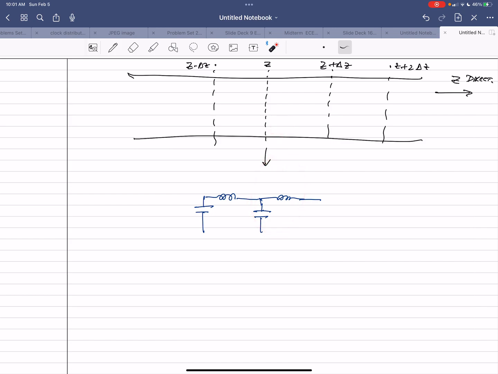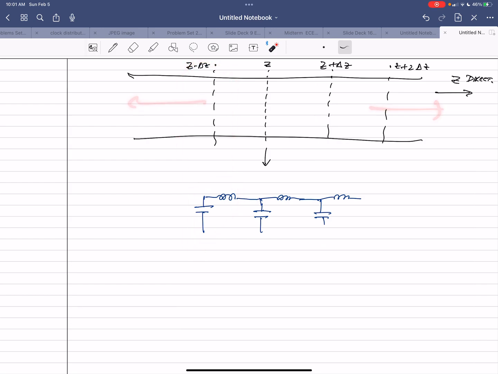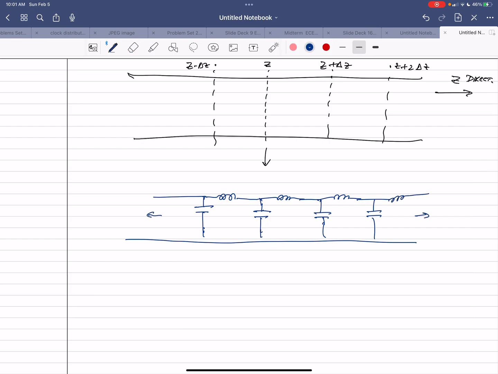And then I'm going to have another capacitor and inductor associated with Z plus delta Z, and another capacitor and inductor associated with Z minus delta Z, and it keeps going indefinitely. So that's what my circuit looks like. There'll be another capacitor and inductor here, and it just keeps going in both directions.